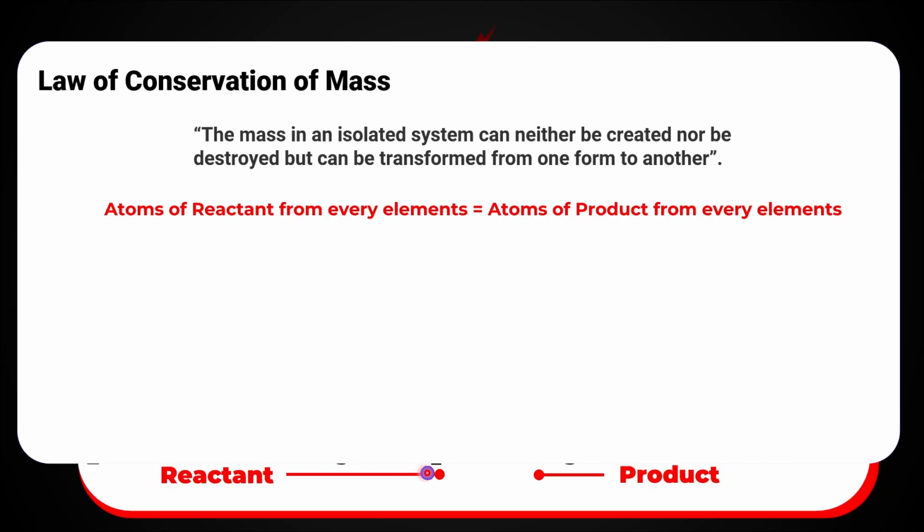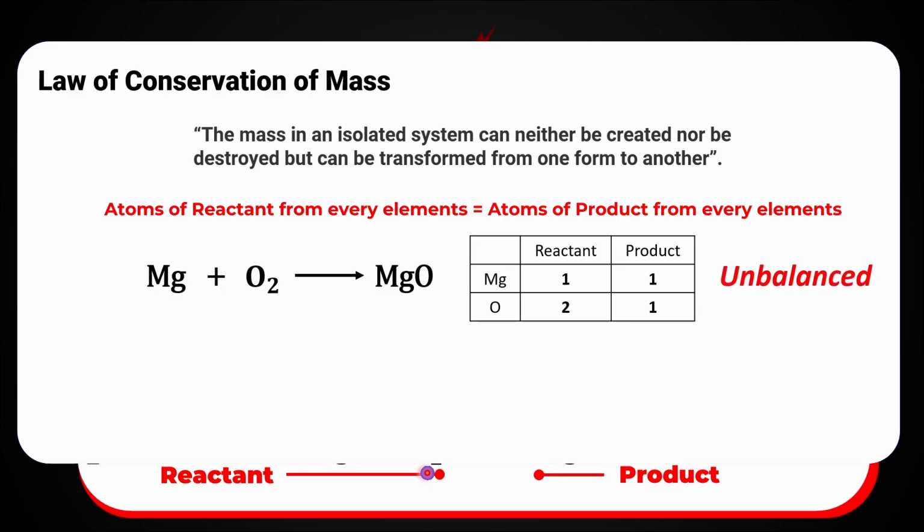So let's see the equation that we have. Here you can see that the number of Mg atoms on the reactant side is 1 and on the product side is also 1, meaning atoms of Mg are equal on both sides. But the atoms of oxygen in the reactant is 2 and in the product is 1. It means that the atoms of oxygen are not equal, so this equation is unbalanced.